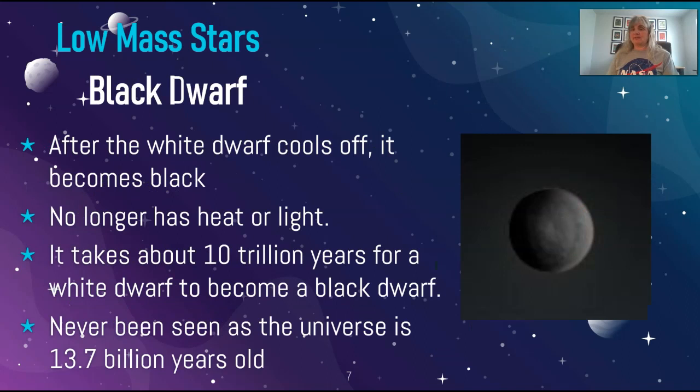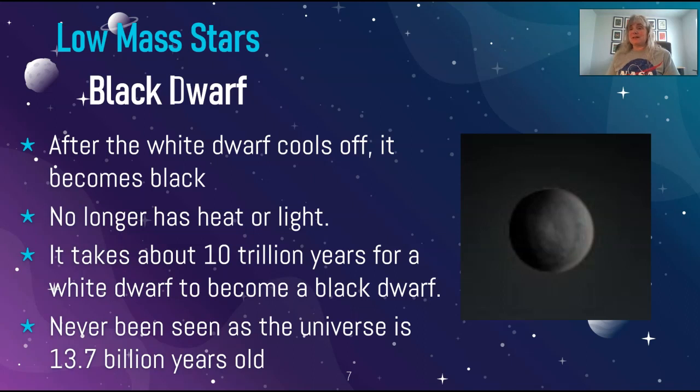The white dwarf, I would consider it old age for a star, but it is cooling off slowly. And as it cools off, it will eventually become a black dwarf. Think of a coal in the fire, like a piece of wood. When the fire goes out, the coals are white hot, and then eventually they cool off to be black and they're cold. So a black dwarf no longer has any heat or light.